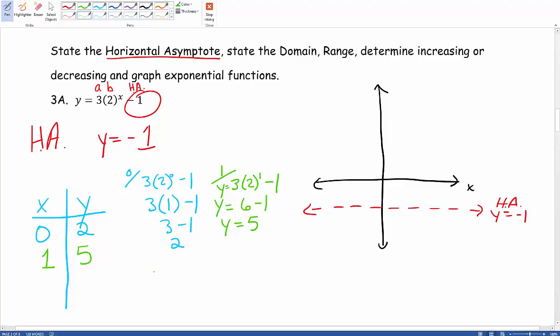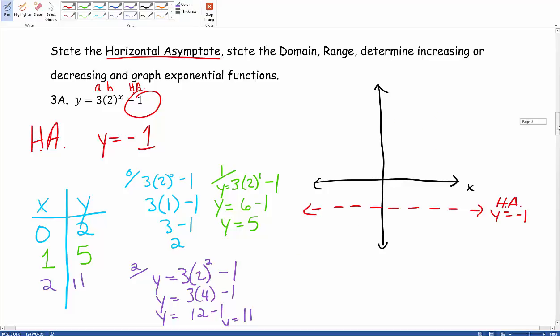Let's try going ahead and plugging in 2. So if we plug in 2 into this function, we end up with y equals 3 times the base 2 raised to the second power minus 1. 2 squared gives us 4 minus 1. And y is equal to 12 minus 1, or 11. So y is equal to 11 when we plug in 2.